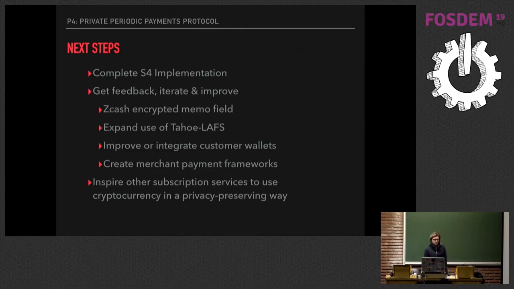For example, there's an encrypted memo field in Zcash transactions. We could utilize those a little bit more heavily to do any kind of communication, maybe even figure out how to put invoice data in that. We could also expand on the use of Tahoe LAFS because we're having this distributed storage infrastructure. We could also use elements of it to communicate in a private manner to the end users about their subscription status. We also think it could be cool to work with other wallets that are out there and build this kind of subscription management into wallets.